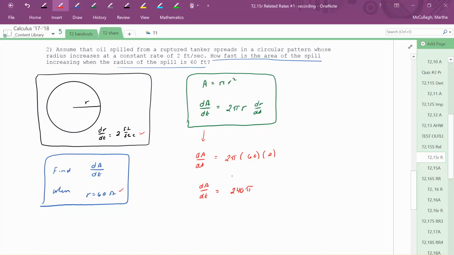Again, I need units. Well, the area units would be feet squared, because our radius is measured in feet, so area is going to be in feet squared, and the change in time is in seconds. And again, we could say that this 60 is feet, the 2 was feet per second, so we get feet squared per second. And that's approximately 754 square feet per second.